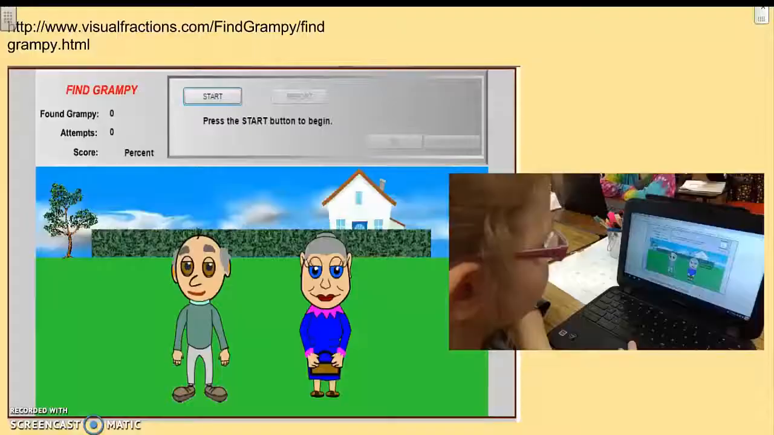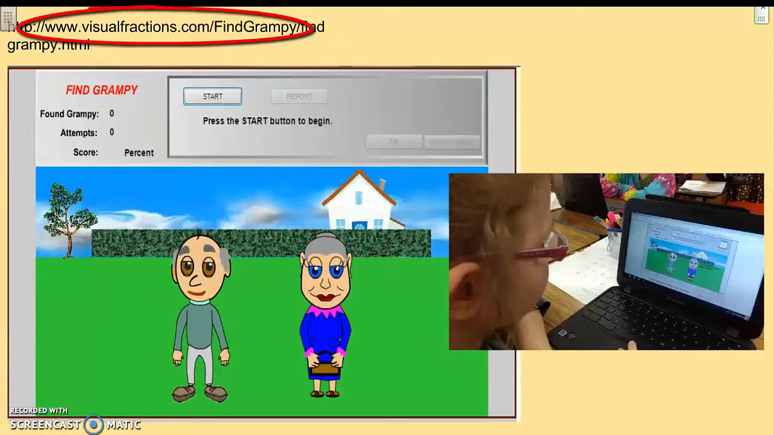Good job. In this interactive website game at visualfractions.com, Grampy's favorite game is hide and seek. He is hiding at a fractional distance between the beginning and the end of the hedge. The picture tells the number of parts the hedge is divided into. Grampy is hiding behind one of those parts. The students are to guess which part he is hiding behind.